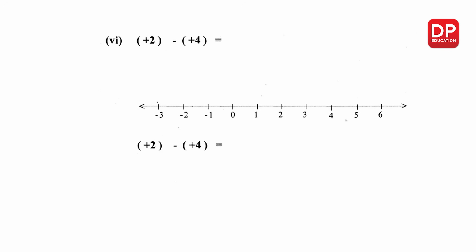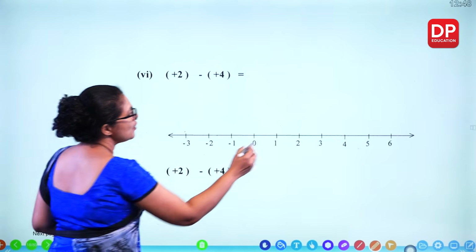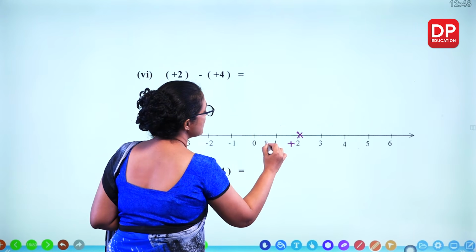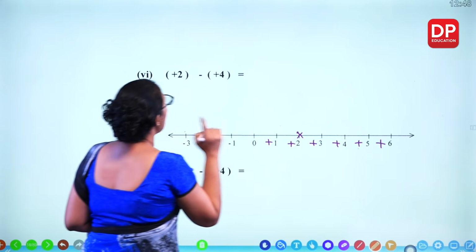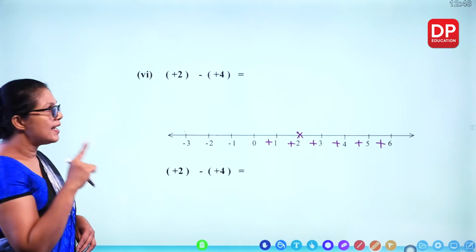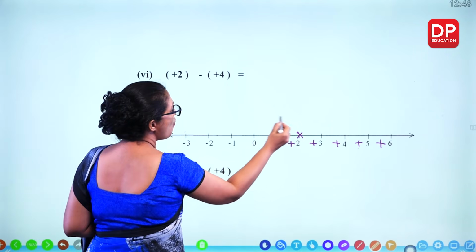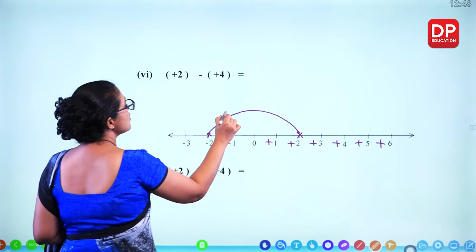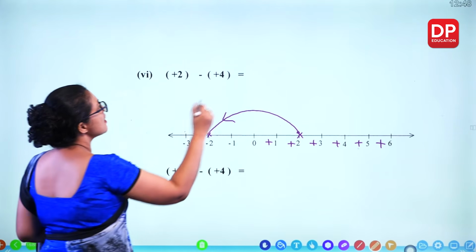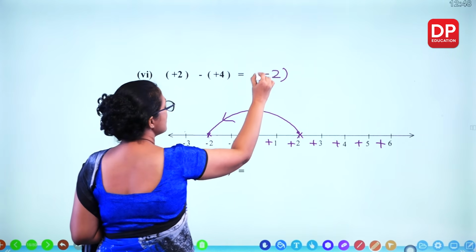Plus 2 minus plus 4. Starting value is plus 2. These are all positive. And minus to the left 4 units. 1, 2, 3, 4. So here this way. So the answer is minus 2.